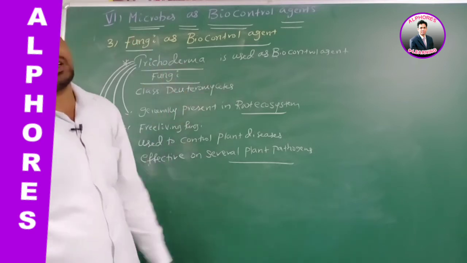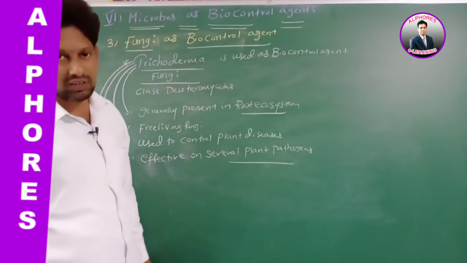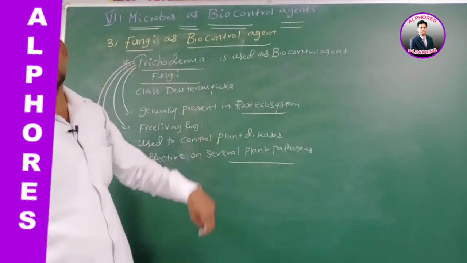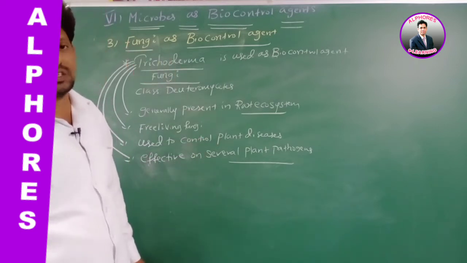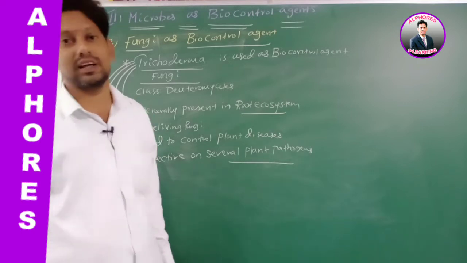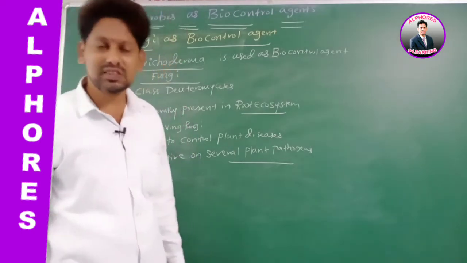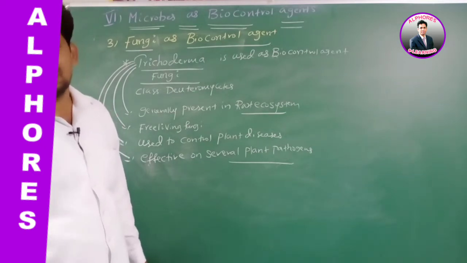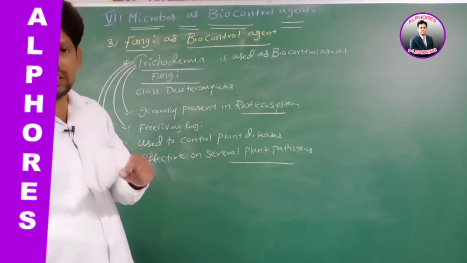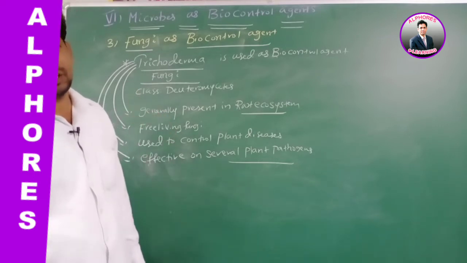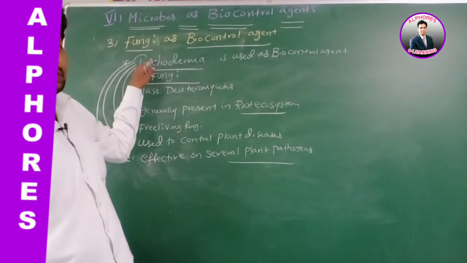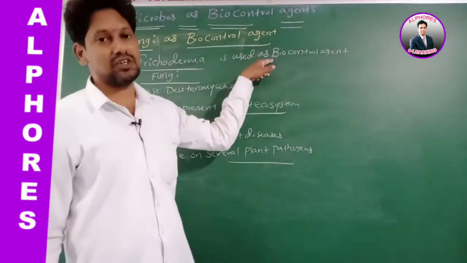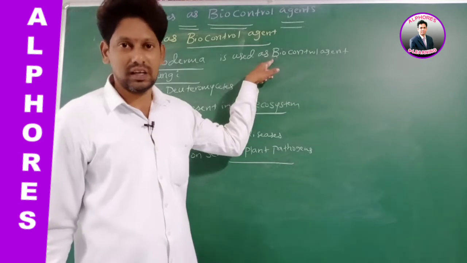Cyclosporin A is an immunosuppressive agent, right? We discussed it under other bioactive molecules. That cyclosporin A is extracted from Trichoderma polysporum. It means cyclosporin A is extracted from a fungi which belongs to genus Trichoderma. Yes or no? Here also the fungi belonging to genus Trichoderma is used as a biocontrol agent. Is this statement okay? Right.